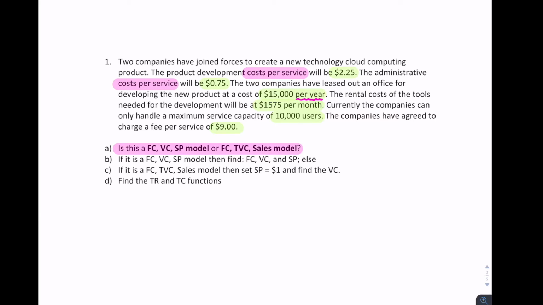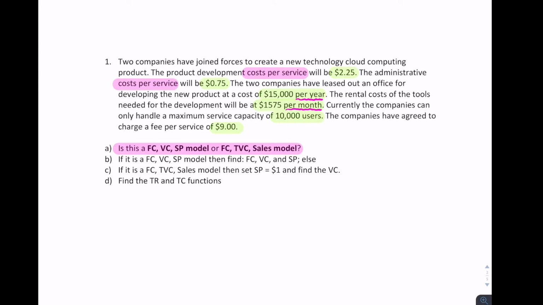and per time length. Now this one is per year, but the next sentence, which says the rental costs of the tools needed for the development will be at $1,575 per month. This is per month. Again, that is not per service that they're going to sell. They have to pay for whatever tools that they use, and then for whatever office they're renting out. Now notice they are different. One is per year, one is per month.